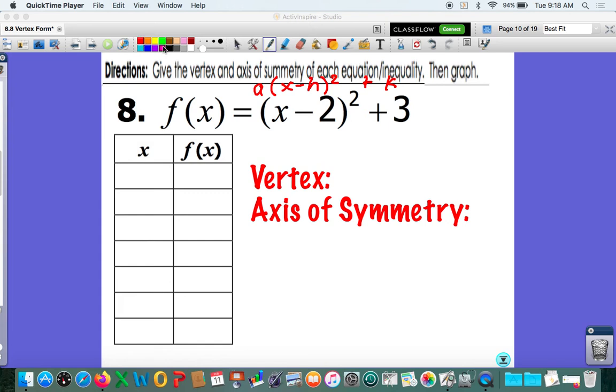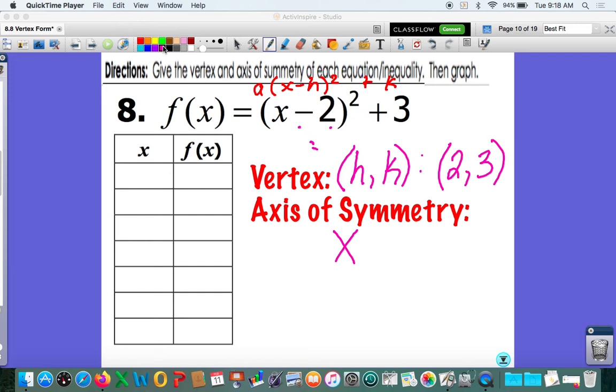Remember, your vertex is h, k, where remember you have to take the opposite of h. So your h says -2. The opposite of that is 2. And your k is +3. So 2, 3 is your vertex. What's your axis of symmetry? Well, your axis of symmetry is x equals 2. Remember, it's the same value, the x value from your vertex.